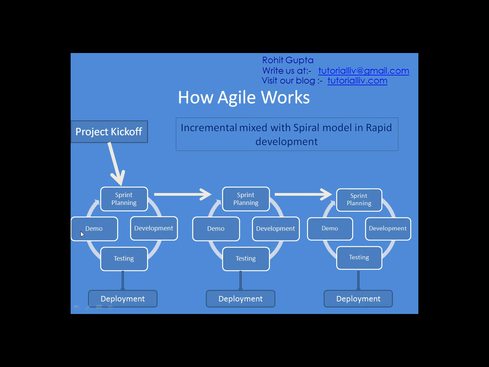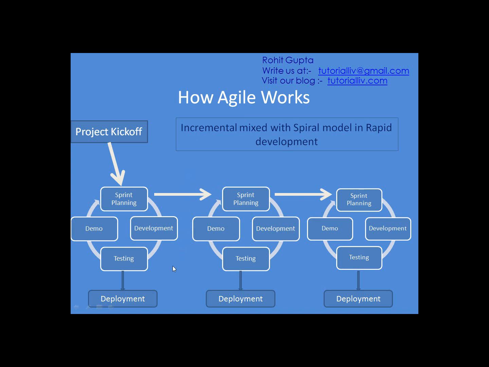It could be a UAT, it could be an integration testing, anything. We demo that particular part to the customer. If the customer is happy, then it's fine, we deliver that particular solution to the customer. And if he is unhappy with some part, we take that particular part to the next sprint and start with this activity again.